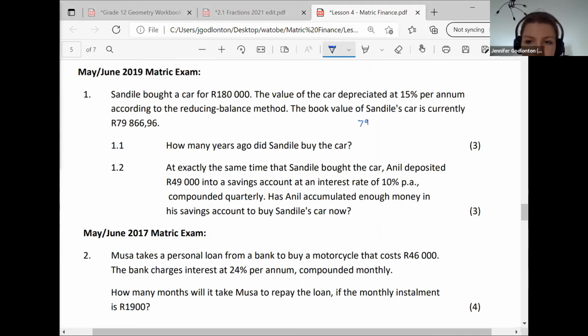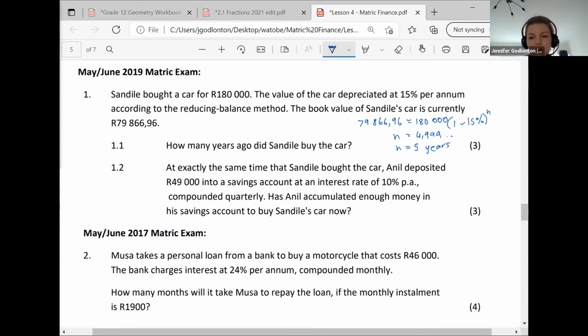So we would have 79,866.96, and that's equal to 180,000 times (1 minus 15%) to the power of n. And then you're going to do log, and you should get your answer of n is 4.999. So n is 5 years. Beautiful. I'm seeing lots of 5 years, and that's great.